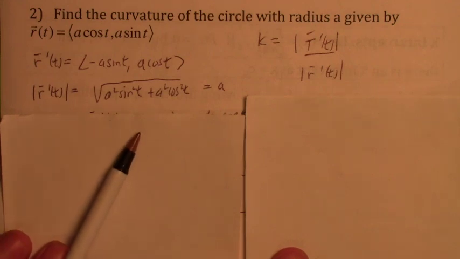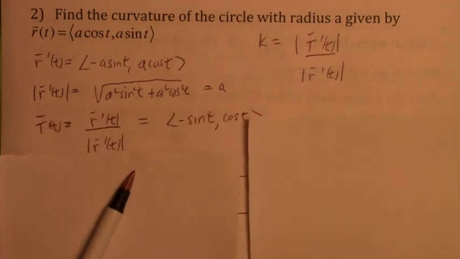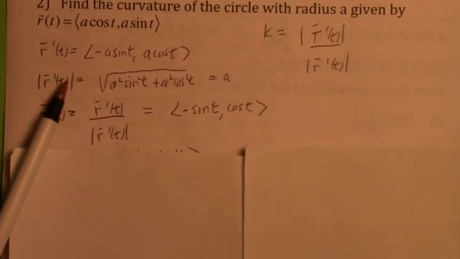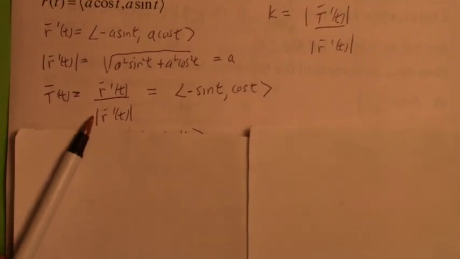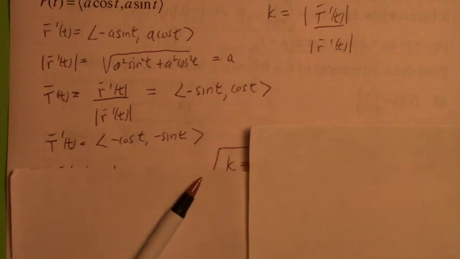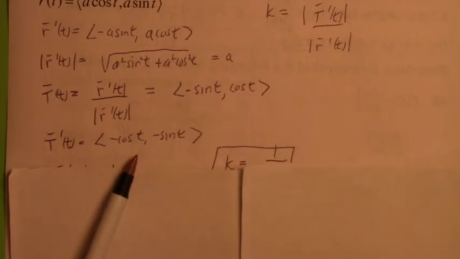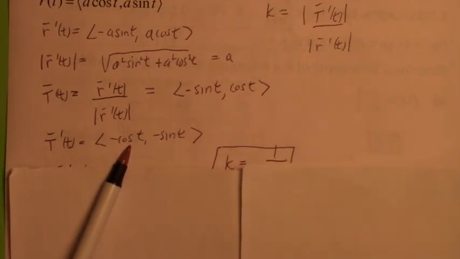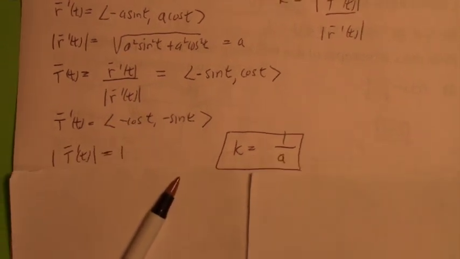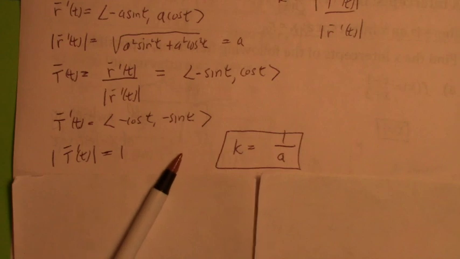And then we have to compute T. The way you compute T is you take r' divided by its magnitude. That's the vector T. So you get this. Now you have to take the derivative of T, and you get T'. So this would be T'. And we have to find the magnitude of T' as well. It's easy to see that the magnitude of T' is 1, isn't it?